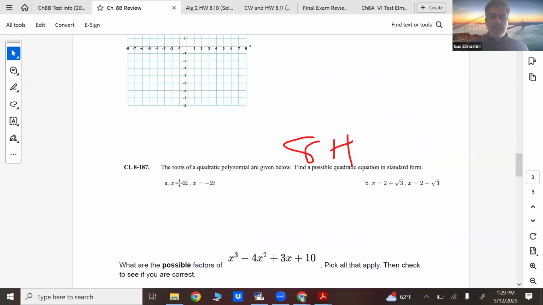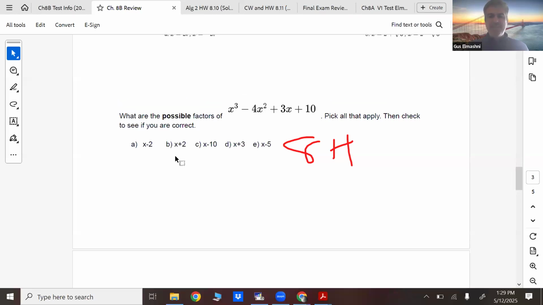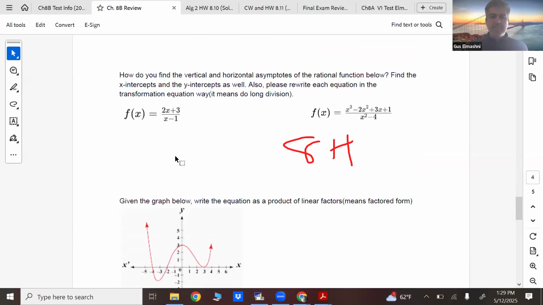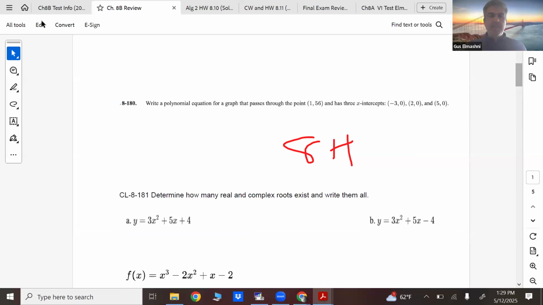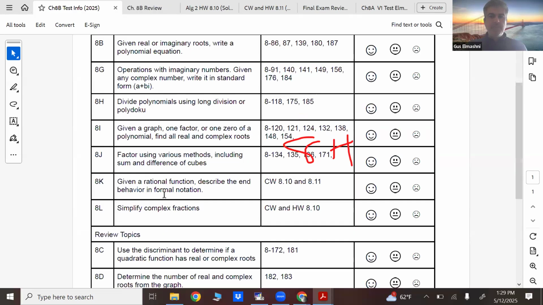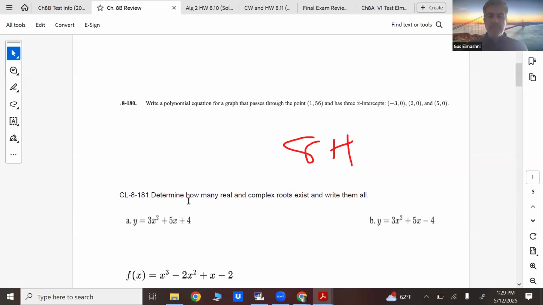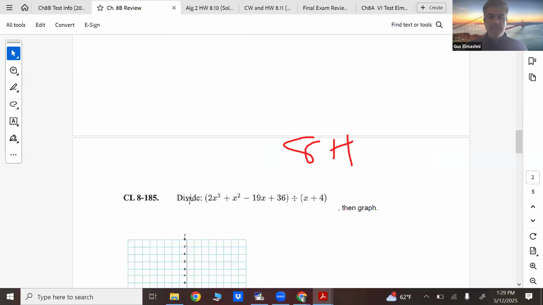Elsewhere where you might need to use that skill, that one's kind of easy. You just have to look at what the factors of 10 are. That's not really dividing. Yeah. So anyway, that's that for that one. Okay. Next up. Given a graph, one factor or zero, find everything else. Okay, so 8I. Where is that going to be? Okay. So if I give you something about it, give me everything else.